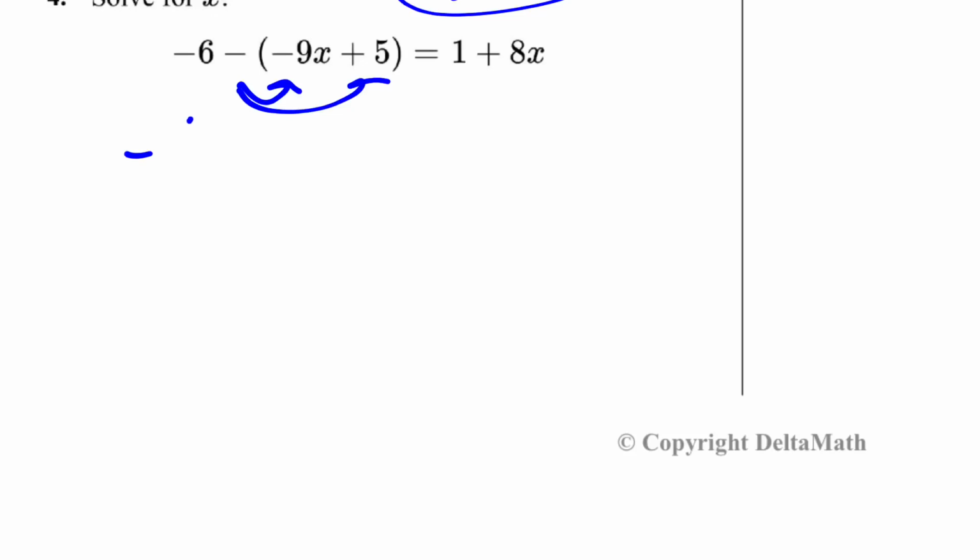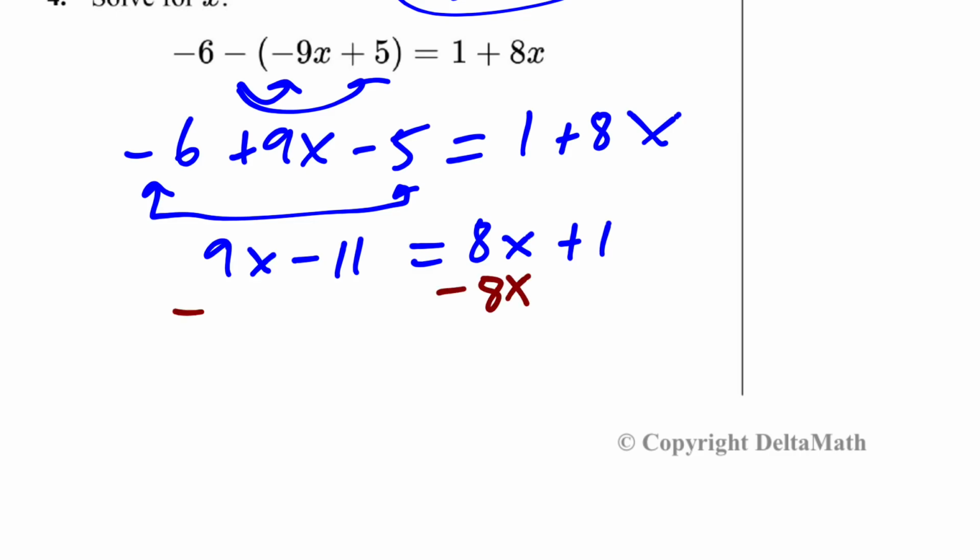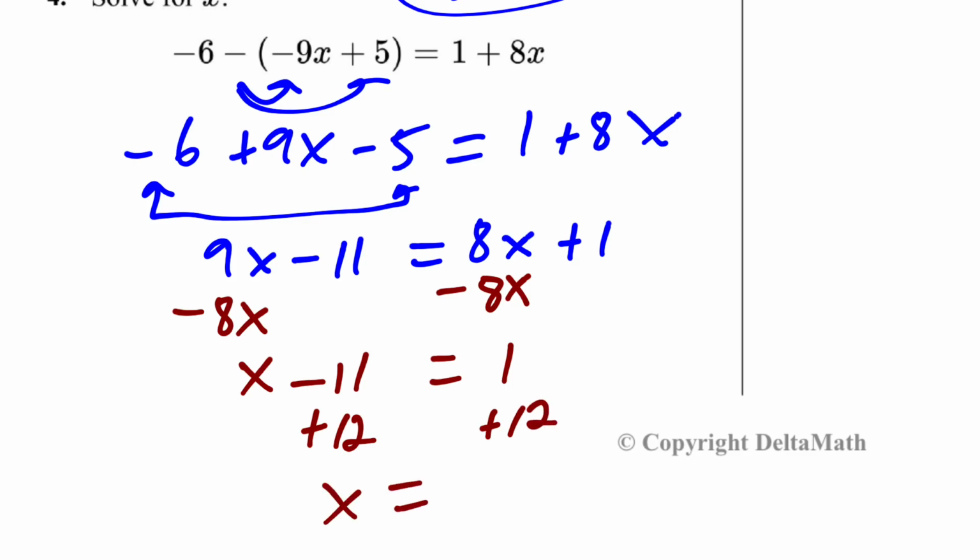All right, last problem, negative 6 plus 9x minus 5 after distributing. So I can put together the negative 6 and the minus 5, and I have 9x minus 11 is equal to, and let's just write it in a similar order like this. Notice I have x's on both sides, so I need to move one of them to the other side, or cancel it out. I end up with x minus 11 is equal to 1. Once I add 12 to both sides, I get x is equal to 13.